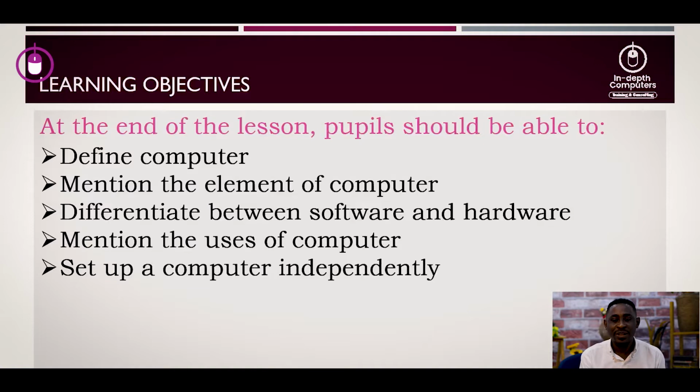Now, what are the learning objectives? At the end of this lesson, you should be able to say what a computer is in your own words. You should be able to mention the elements of computer. You should be able to differentiate between the software and the hardware. You should be able to mention the uses of the computer system, and then we would also learn how to set up the computer system together. Although you would have to practice this in school, I believe you have practiced this in school already. But I'm just going to show you a few pictures and then explain, and then I hope that you will understand better.